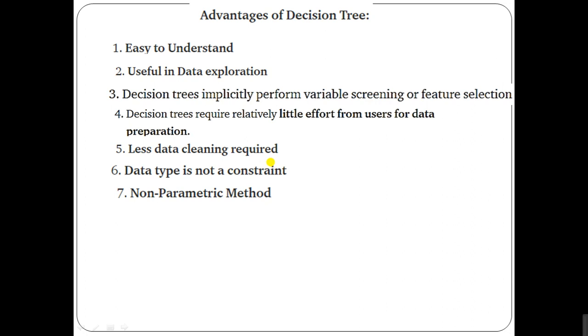Then the next advantage, data type is not a constraint. That means it can handle both numerical and categorical variables, and can also handle multi-output problems. Non-parametric method: that means a decision tree is considered to be a non-parametric method. This means that decision trees have no assumptions about the space distribution and classifier structure.